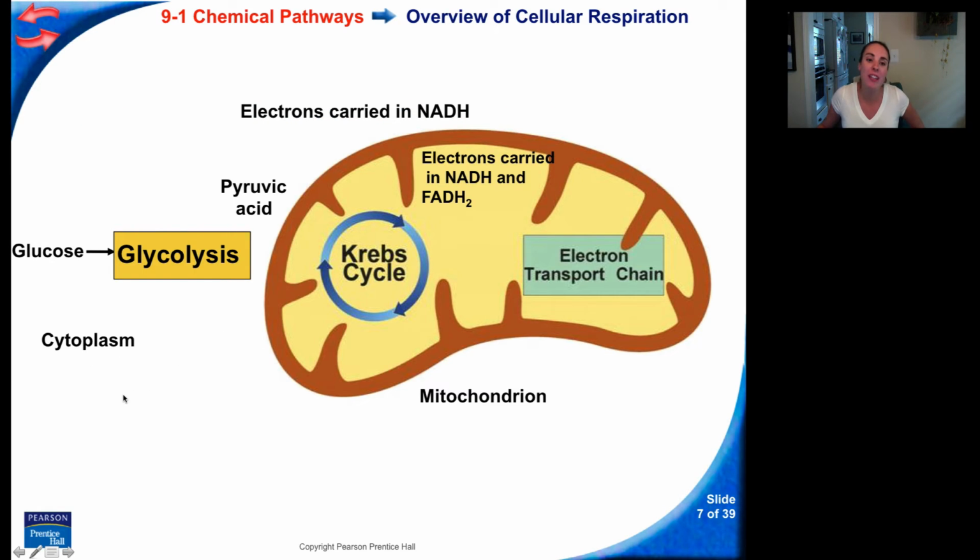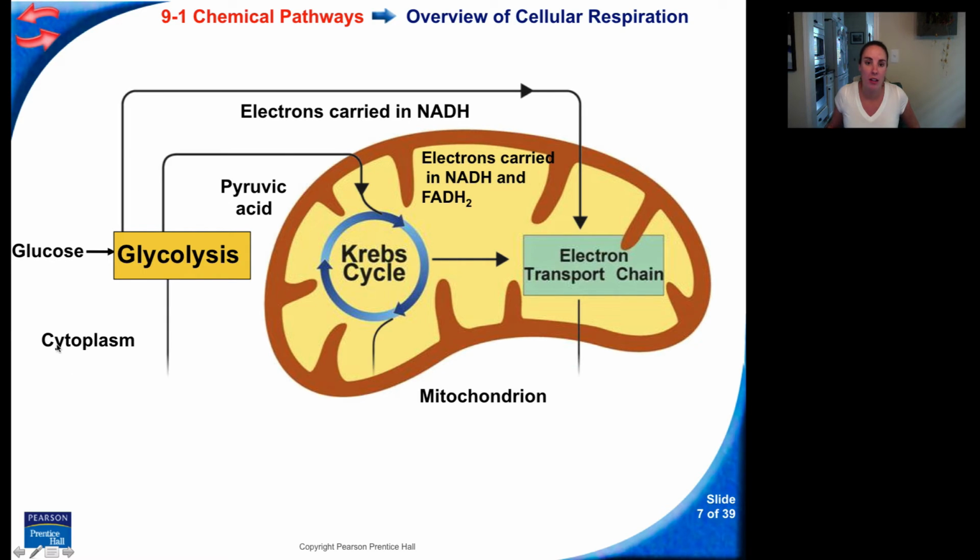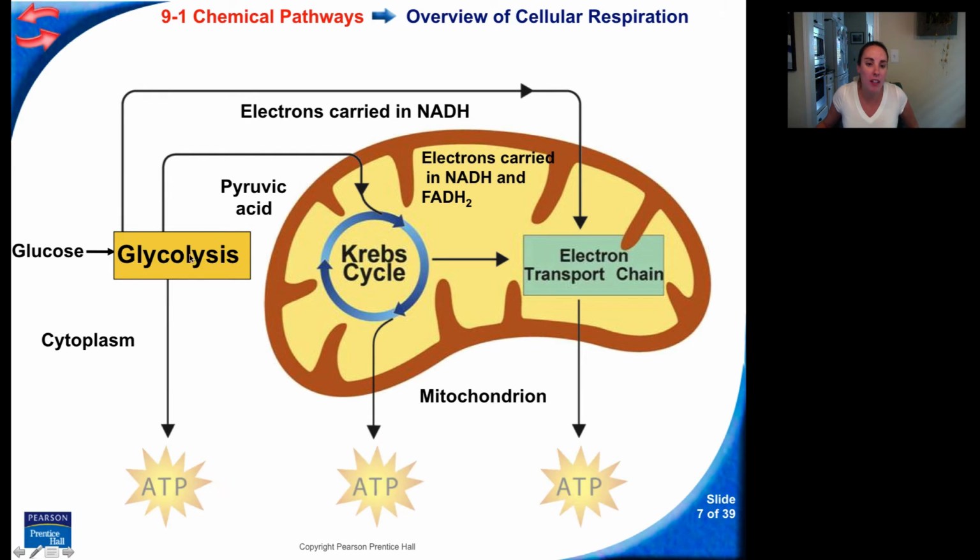So here's where everything happens. We start with glucose. Remember, we break down the carbohydrates that you ate into simpler monosaccharides called glucose. Glucose enters glycolysis, and this is happening outside of the mitochondria, in the cytoplasm of the cell. Glycolysis produces some ATP, which is the energy molecule your body can use. It also makes electrons, carried in NADH, and something called pyruvic acid.